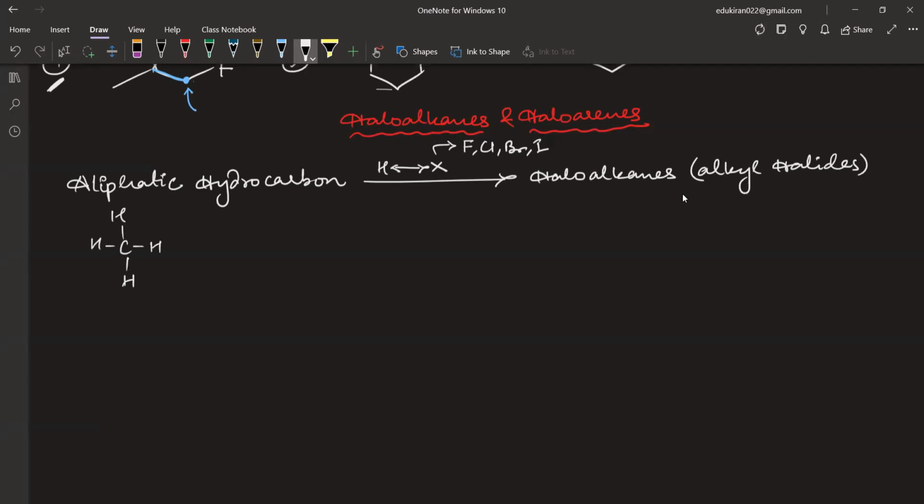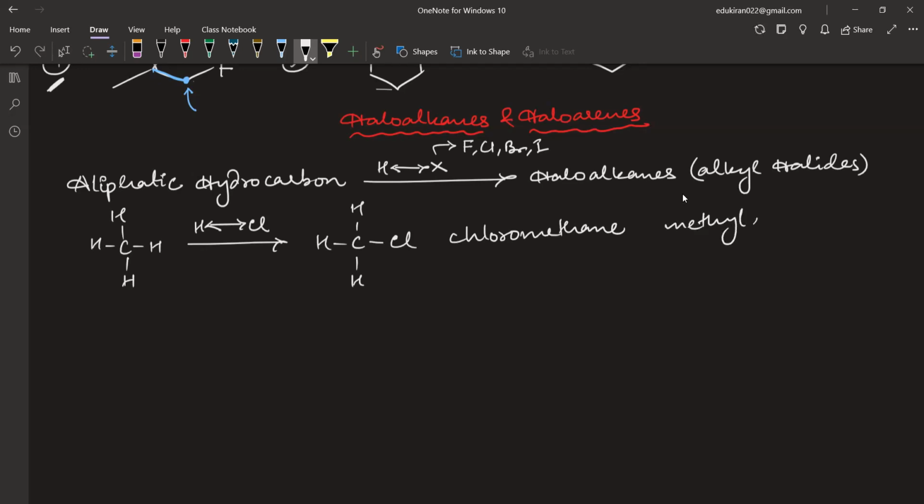Alkyl halide. For example, in methane you have 4 hydrogens. You can write with me. There are not many concepts going on here. You exchange 1 hydrogen with chlorine. So what you will be getting? Hydrogen, carbon, hydrogen, hydrogen, and there will be 1 chlorine. Now this is a chloroalkane. We can write this as chloromethane. The common name for this will be methyl chloride.